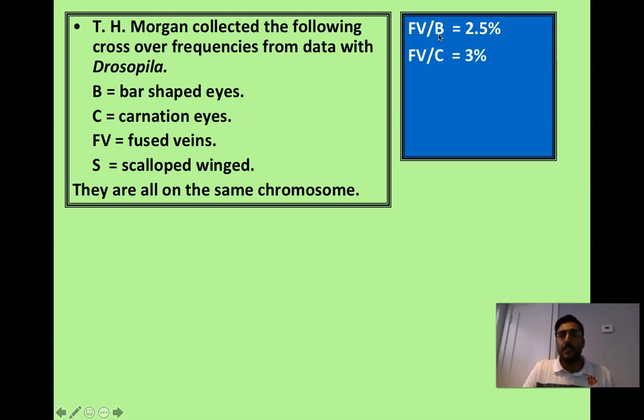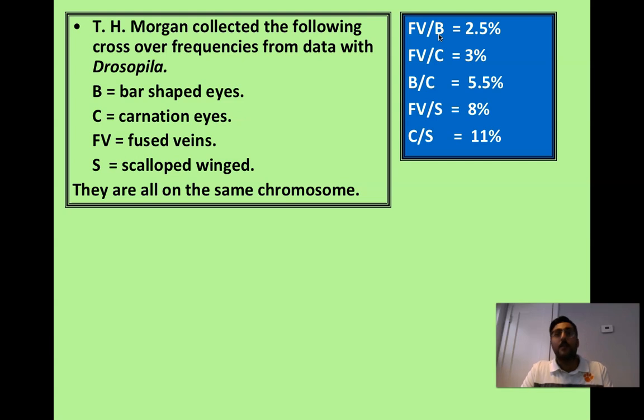The FV gene is 3 map units away from the C gene. B is 5.5 map units from C. FV is 8 map units away from S. And C is 11 map units away from S as well. So I've got some statements.